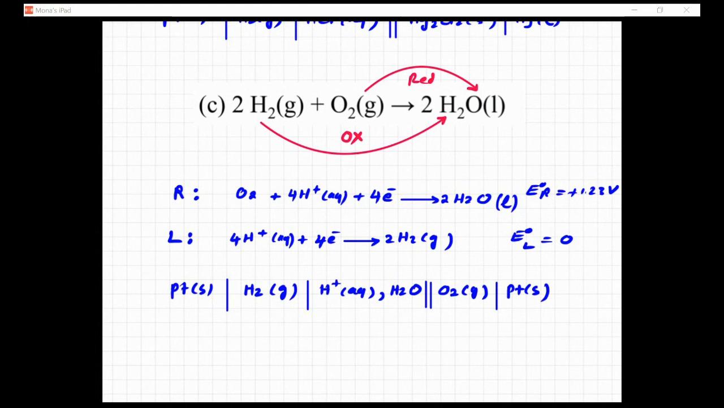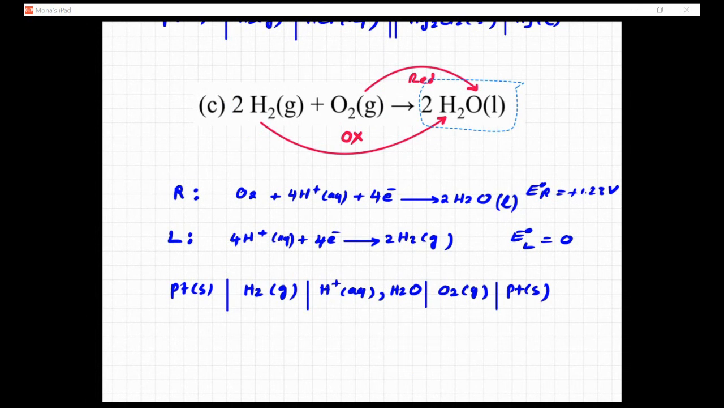So this is our electrode. I don't need a salt bridge here, because they have to be on the same side. You can see that the two reactants are combined into this one product, so there is no need for a salt bridge here. It means I will have the two platinum electrodes in the same container.